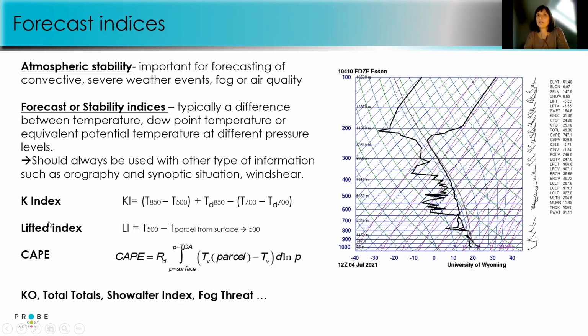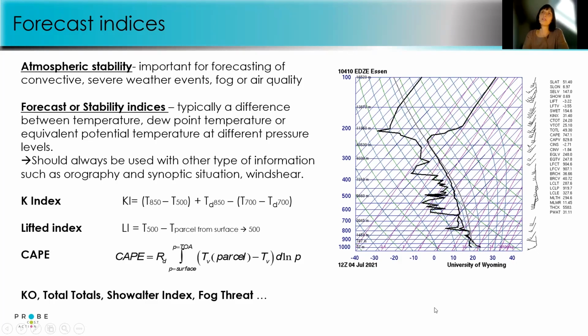K index is dependent on the conditions in the layer between 850 and 500 hectopascal. Lifted index is determined as the difference between the temperature at 500 hectopascal and the temperature of an air parcel which has been lifted from the surface dry adiabatically to lifting condensation level and then moist adiabatically to 500 hectopascal. In this case, shown on the right-hand side, the lifted index would be negative, which indicates very unstable conditions.